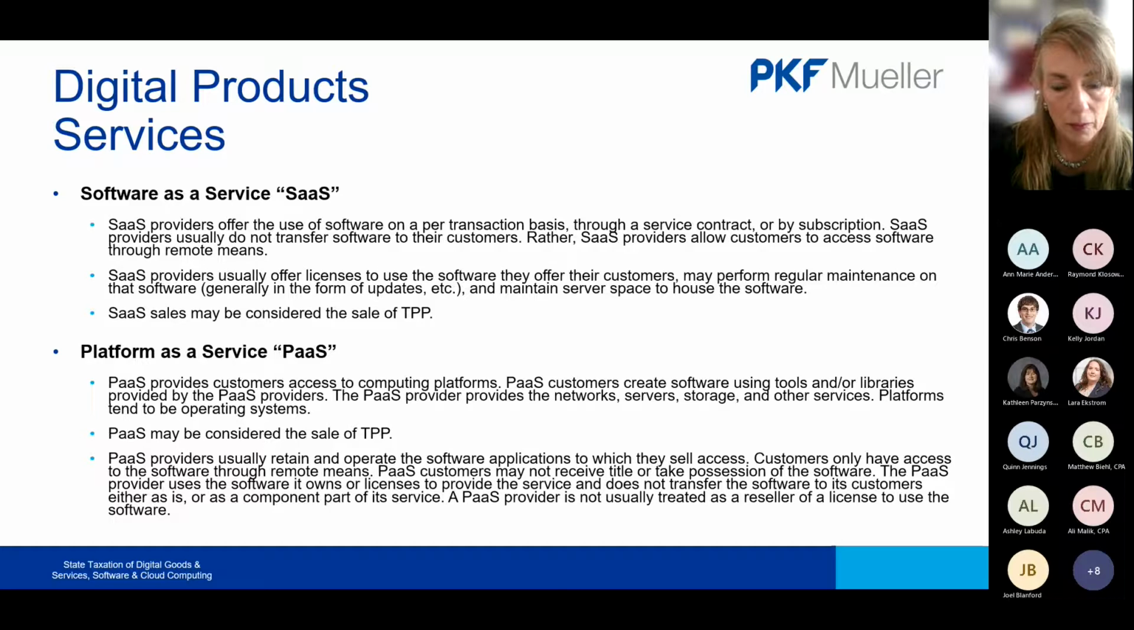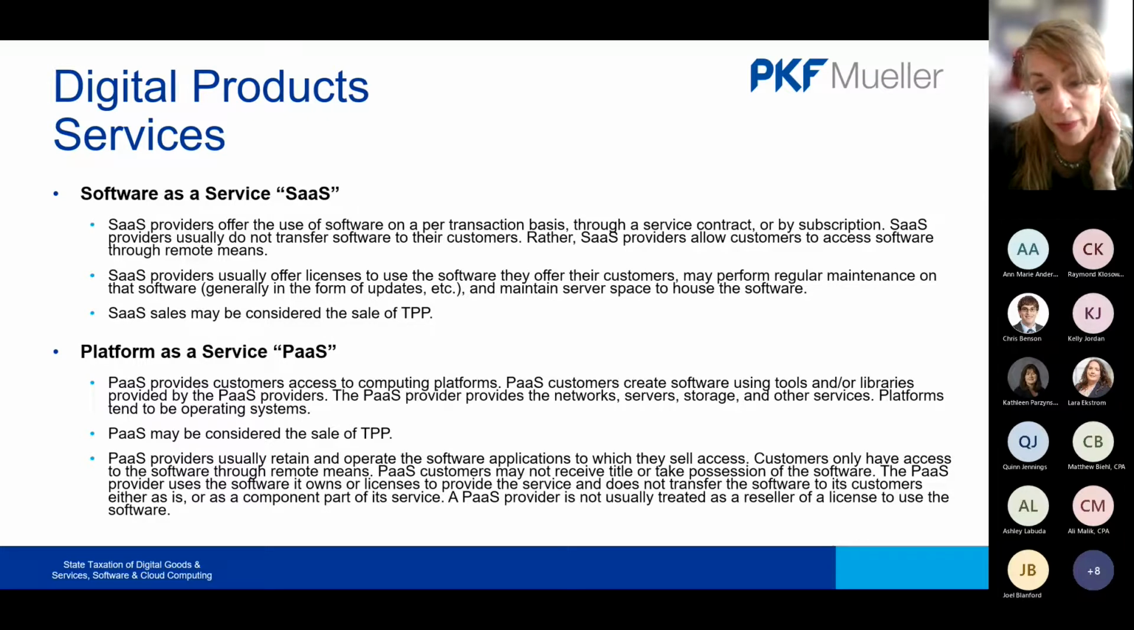Software as a service provides or offers the use of software on a per transaction basis through a service contract or by subscription. Software as a service providers usually do not transfer software to their customers. Rather, they allow customers to access software through remote means. Again, that's getting back to cloud computing. They don't actually provide them the software. They have the software in the cloud, and their users are allowed to come up to it. And you'll see that through all of these.